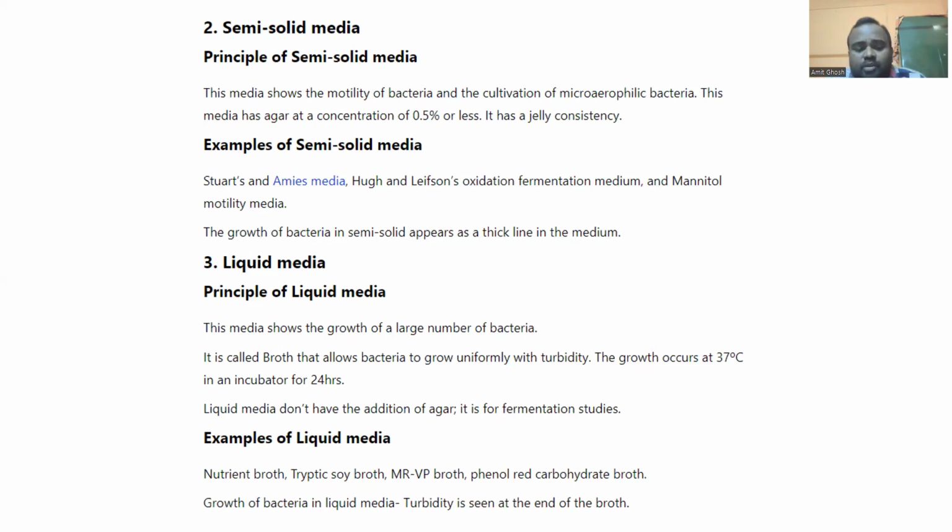Now, what are examples of liquid media? The nutrient broth is widely used, and the most popular are nutrient broth, tryptic soy broth, MRVP broth, phenol red carbohydrate broth. In growth of bacteria in liquid media, turbidity is seen throughout the broth. How can you know whether the bacteria is growing or not? If you check the turbidity in terms of optical density, you can understand whether bacteria is growing or not.